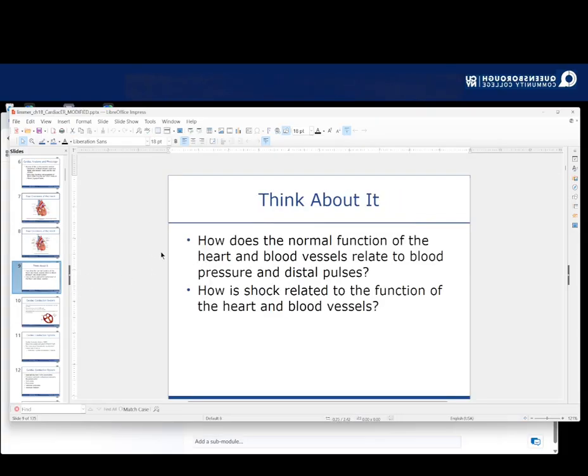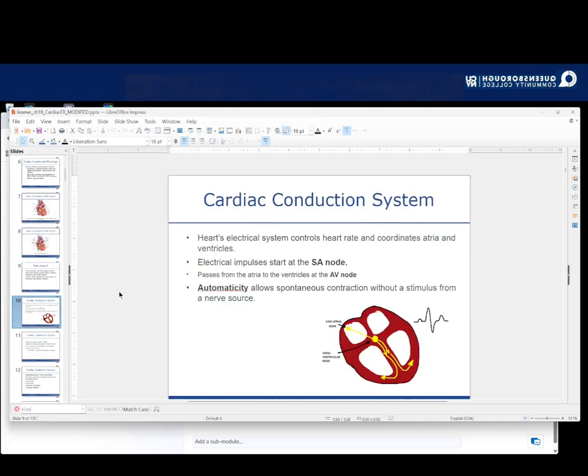Okay, how does the normal function of the heart and blood vessels relate to blood pressure and distal pulses? Heart is the pump. It generates the systolic pressure. The tension or the backwards flow or resistance of the blood vessels to the flow of the heart is the diastolic pressure. And if both pressures are not high enough, then not enough blood flow is bringing precious oxygen, sugar, and other vital nutrients to our cells, or taking away the waste products, and we say that the person is in shock.